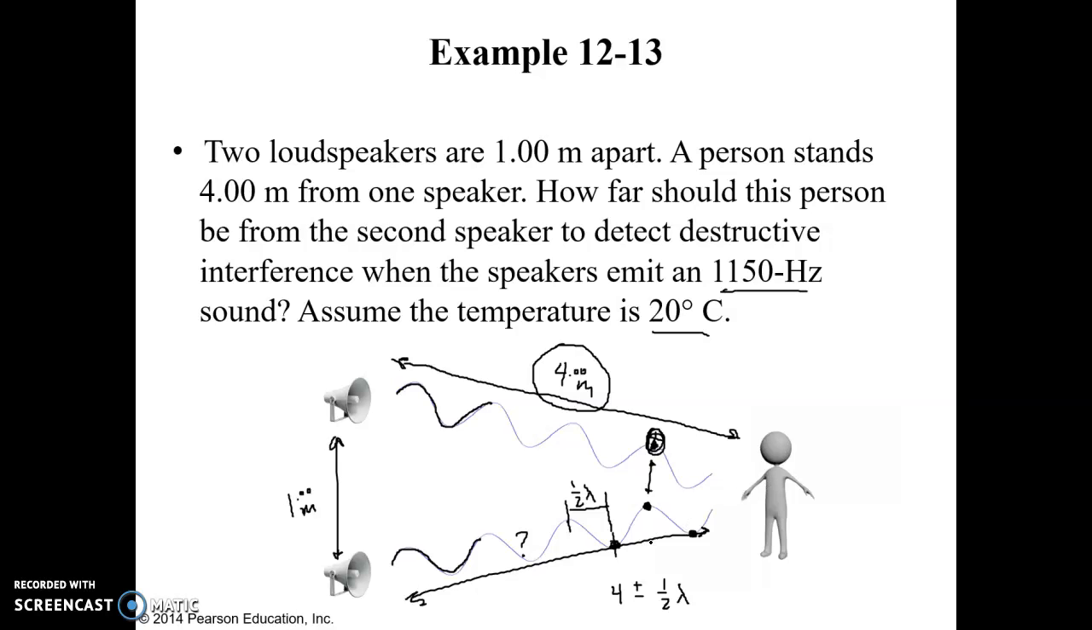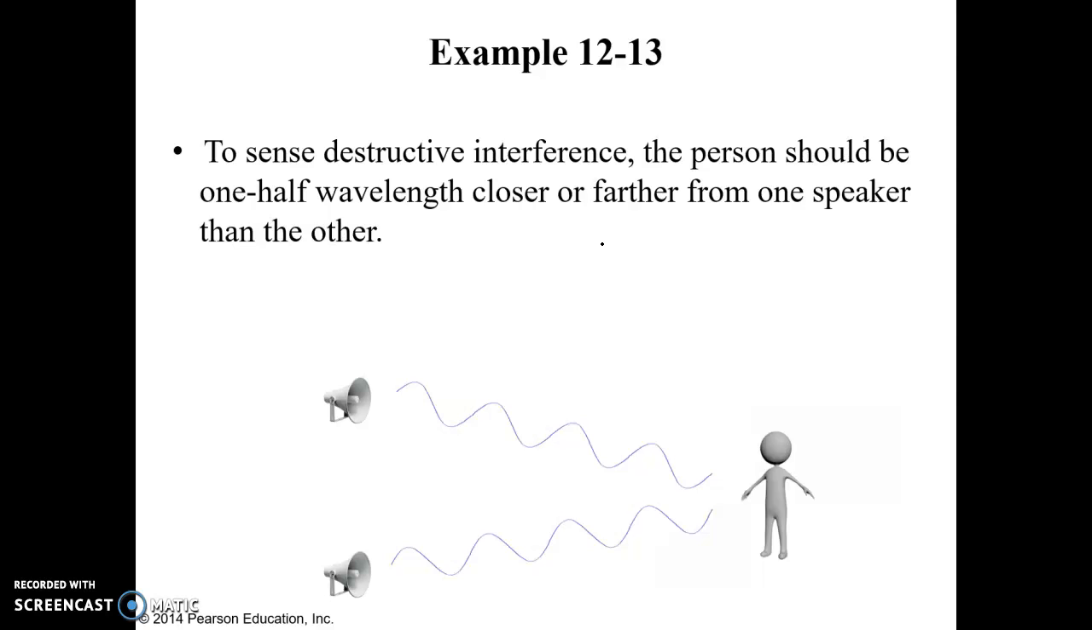And in order to do that, rather than standing at exactly 4.00, we want them to be standing either, so we don't want it to be at the peak. We either want it to be 1/2 of a wavelength longer or 1/2 of a wavelength shorter. So 4 meters plus or minus half of a wavelength is going to tell us the exact distance that he needs to be standing from the second speaker. The distance needs to be 4 plus or minus half of a wavelength.